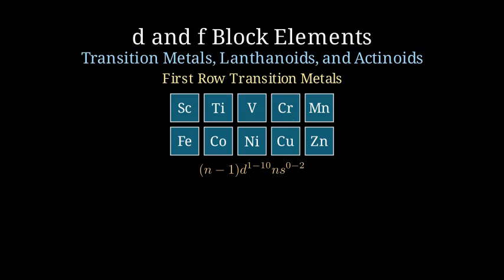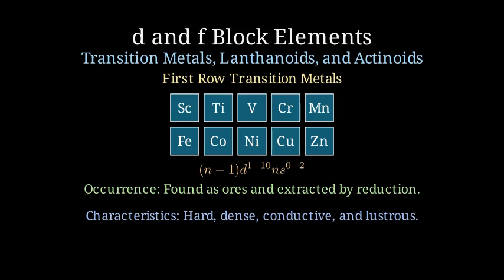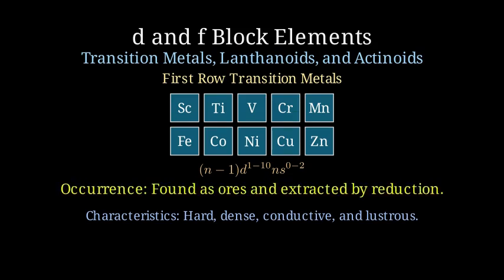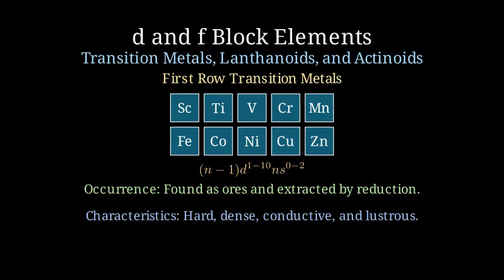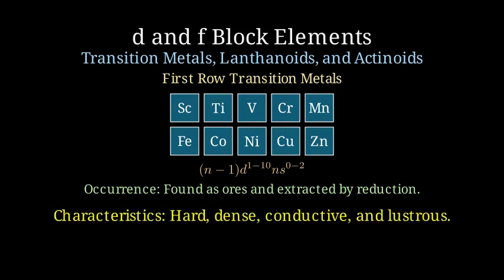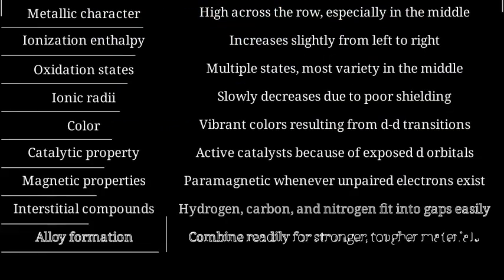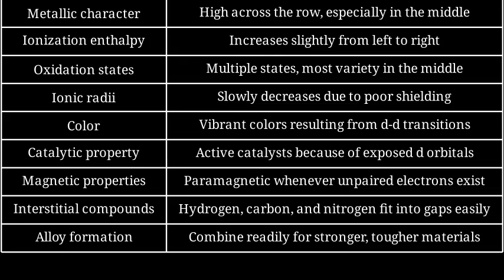Their general electron configuration follows (n-1)d^1-10 ns^0-2, which is why they occupy all 10 d orbitals. Transition metals tend to occur as ores in the Earth's crust and are extracted by reduction methods. They share a set of typical characteristics like hardness, high density, and good electrical conduction due to the mobility of d electrons. Here are the general trends for the first row transition metals.